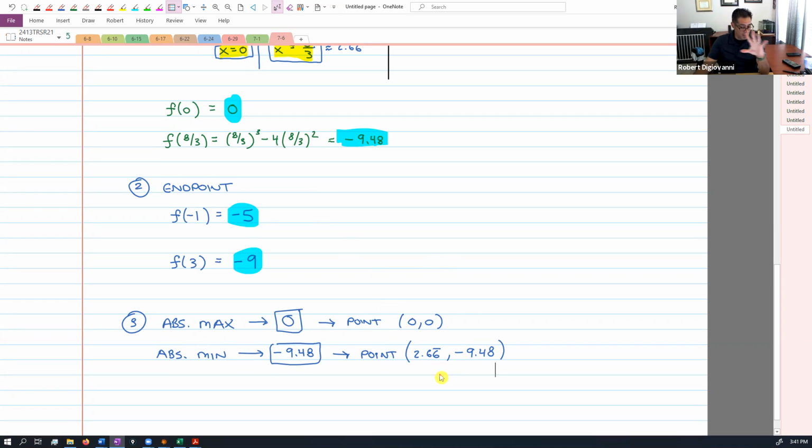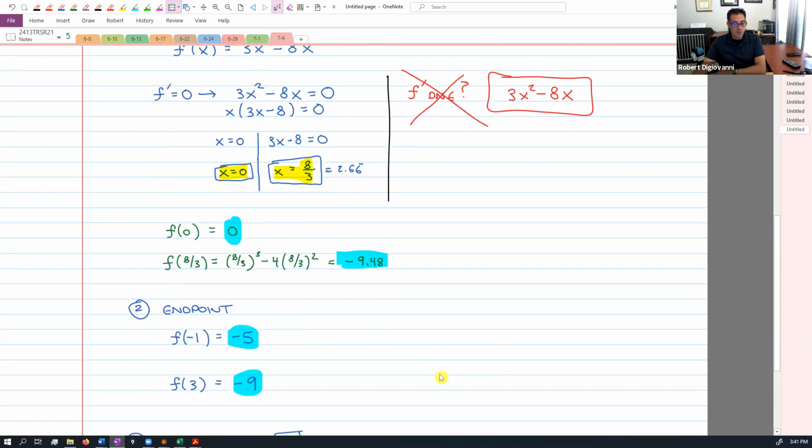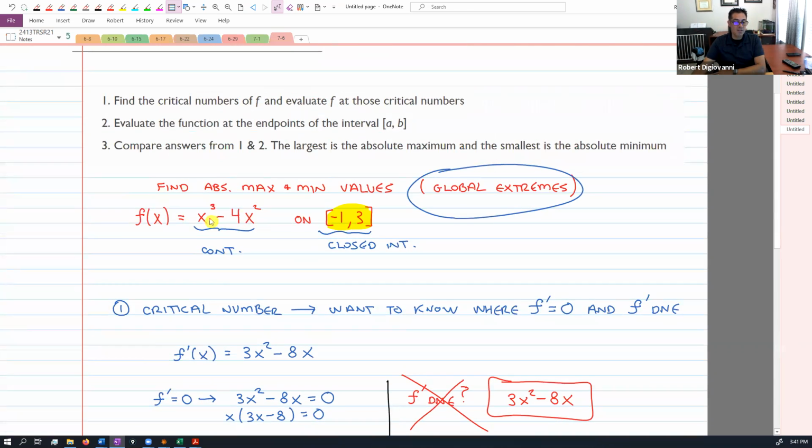So what we're saying, just take a step back. What we've determined is if you were to give me this function and tell me to look between -1 and 3, we have found where it has its highest and lowest values, where it happens and what they are. And you can confirm this with a graph.